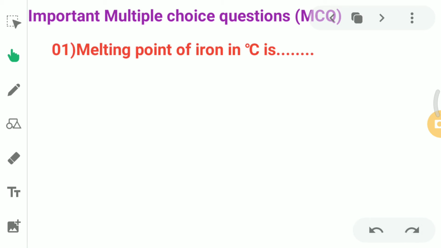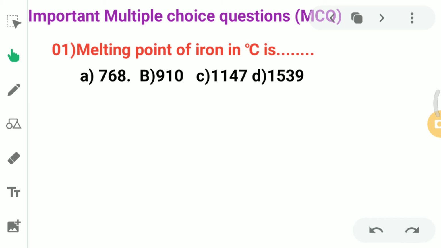Coming to some important questions, how the questions will be asked in competitive exams, friends. Here the question is: the melting point of iron in centigrade is, and the options are 768, 910, 1147 and 1539. Everyone knows that the melting point of pure iron is 1539, friends.